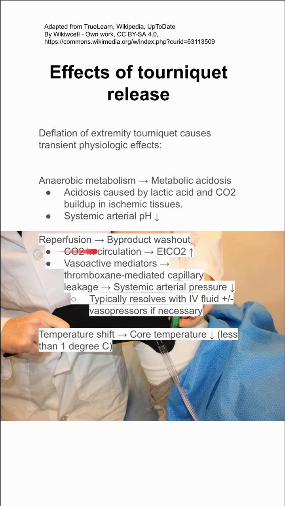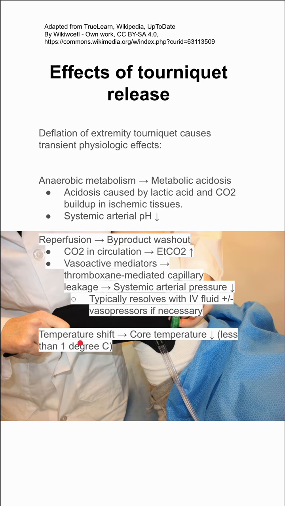The reperfusion of that limb will cause byproduct washout, so that CO2 ends up in the circulation, which can slightly increase your end tidal CO2. There are also vasoactive mediators in the limb, like thromboxane, which can cause a capillary leakage, which can lead to a drop in systemic arterial pressure. This typically resolves with IV fluids, but you might need to use vasopressors briefly.